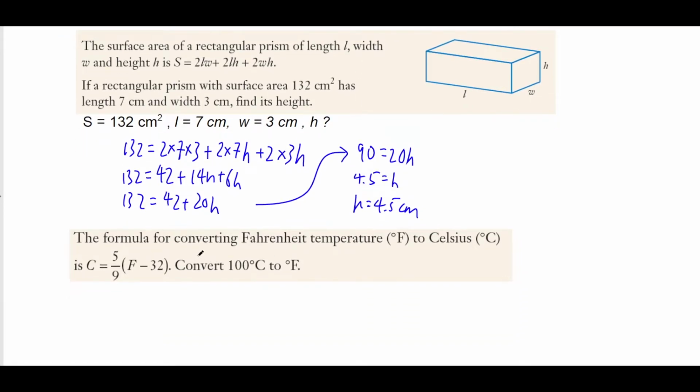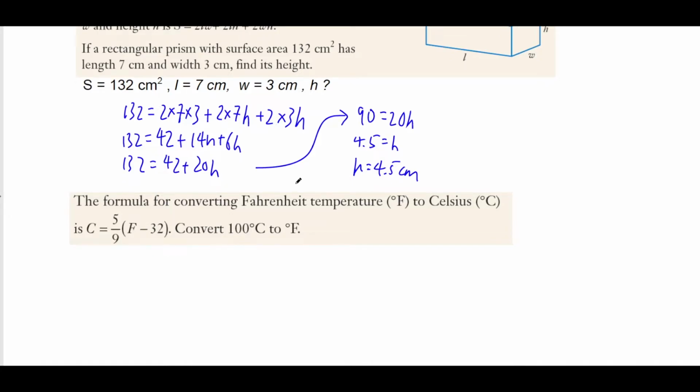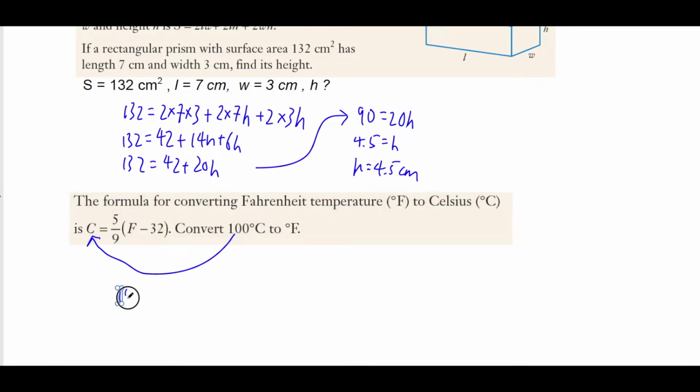Next one says the formula of converting Fahrenheit to Celsius is this formula. Convert 100 Celsius to Fahrenheit. Okay. So make sure when you substitute in these numbers, you do it correctly. So they give you 100 degrees Celsius. So they give you the C. They don't give you the F. Alright. So make sure you substitute this 100 into the C. So then what we have is 100 is equal to 5 on 9, bracket F minus 32. So basically it's converting from Celsius to Fahrenheit.